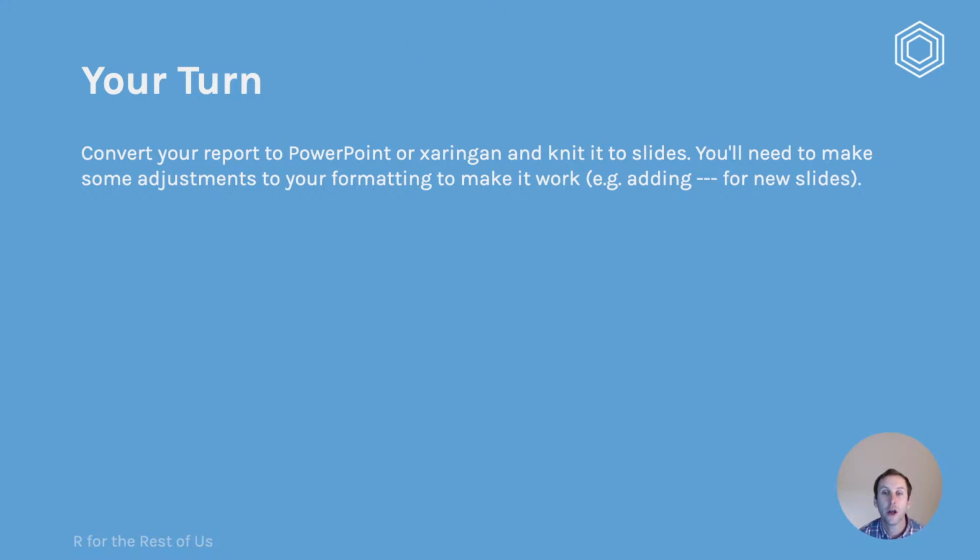So for your turn, I want you to convert your report to either PowerPoint or Sharingan and knit it to slides. If you do knit to Sharingan, you'll need to make some adjustments to your formatting to make it work. For example, adding those 3 dashes for new slides.